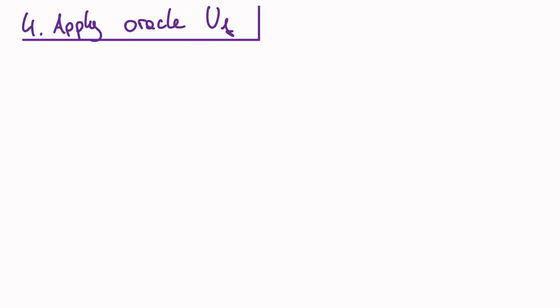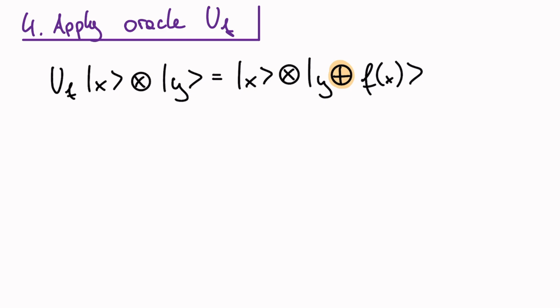Move on to step 4, where we apply the oracle. This is the unitary operation U sub f applied to our quantum circuit. We write this as U sub f applied to C3, meaning we now apply the oracle to the entire quantum state we had at the end of the previous step. What the oracle does is the following.